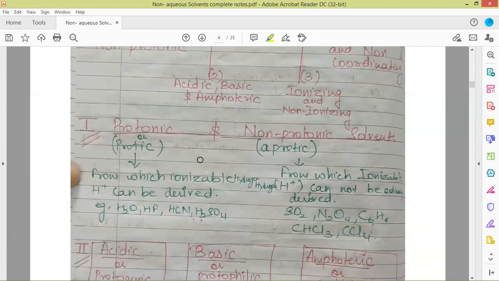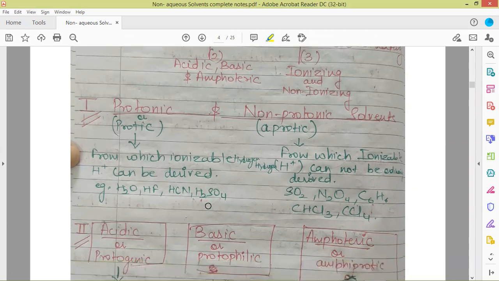So let's get started. First category is the protonic and non-protonic solvents. Protonic solvents are also called protic solvents, and non-protonic solvents are called aprotic solvents. So what are protonic solvents? Protonic solvents are those from which ionizable hydrogens can be derived. So the solvents from which H positive can be obtained, H positive donors, those are called protic or protonic solvents.